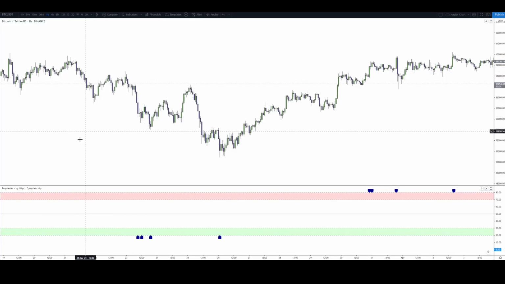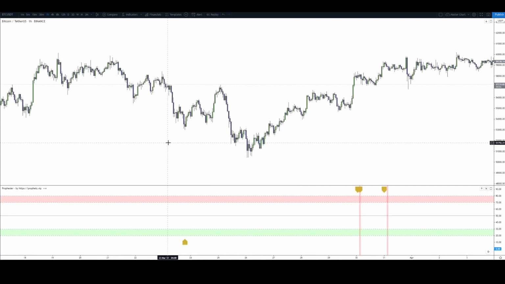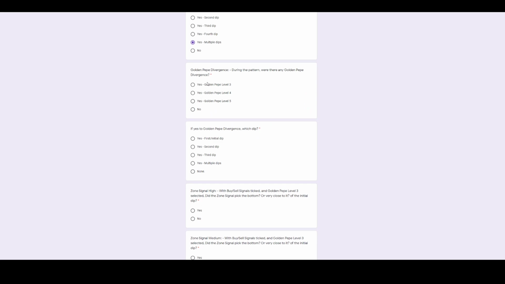Right, so there's different levels. Untick that, and then we come up here and just go level 3. Go OK. Oh, I need to tick that one. Show that. Alright, let it load. So there was one on the second dip, not on the third dip, interestingly enough. Yes, there was level 3. Right, and on the second dip.